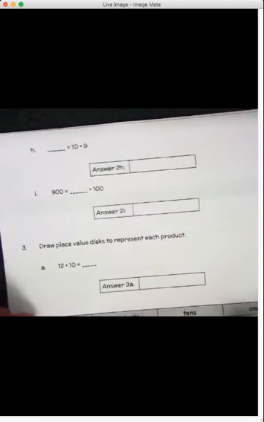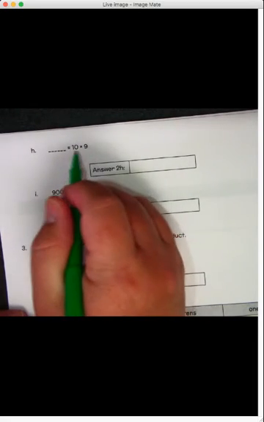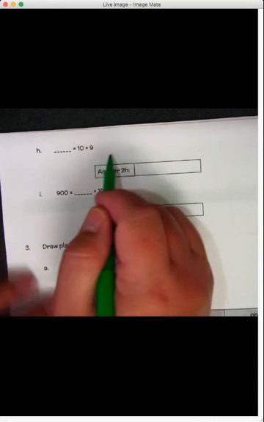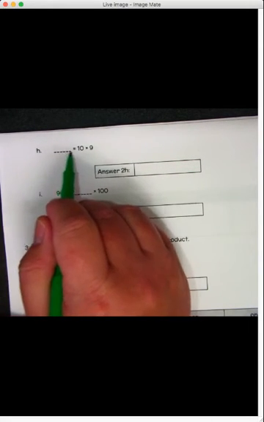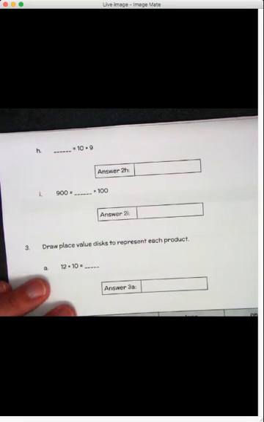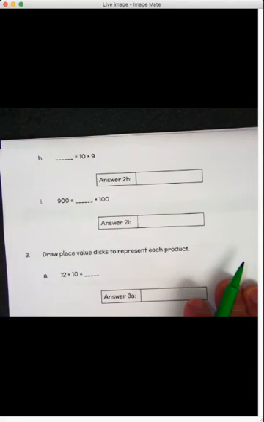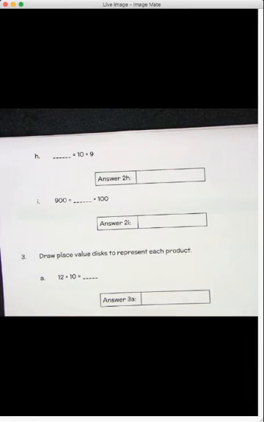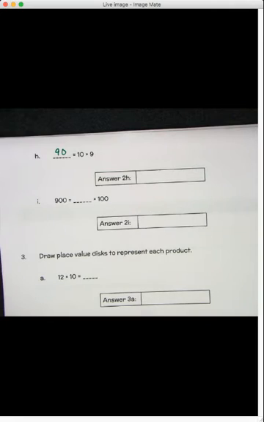Next one, what equals 10 times 9? They've got it backwards. Usually we say 9 times 10, but this one's saying what is 10 times 9. They just have it a little bit backwards. So let's just think about it like we normally would. If I have 9 tens, how many do I have? Well, you can count them on your fingers, or you can do 9 and add that 0. 90 is 9 tens. 9 times 10 is 90. All right.